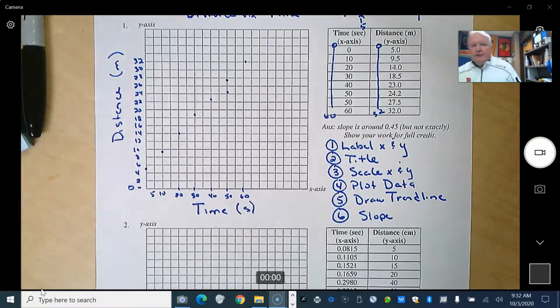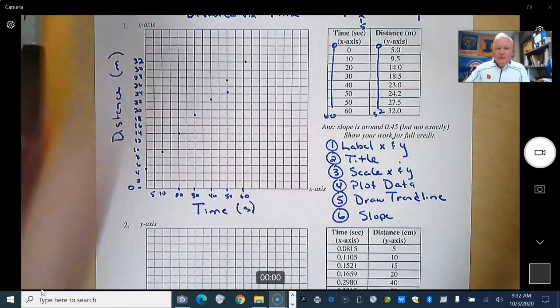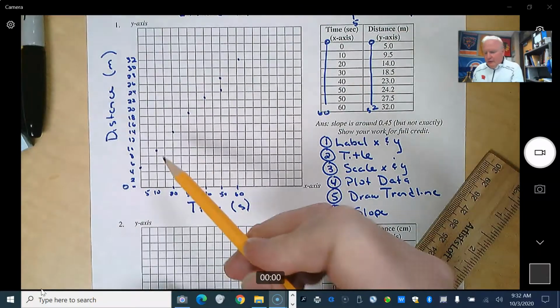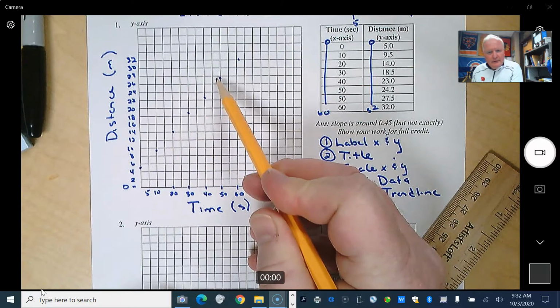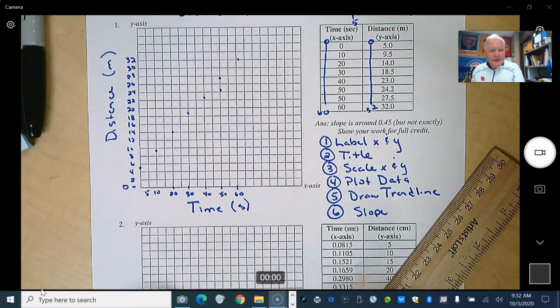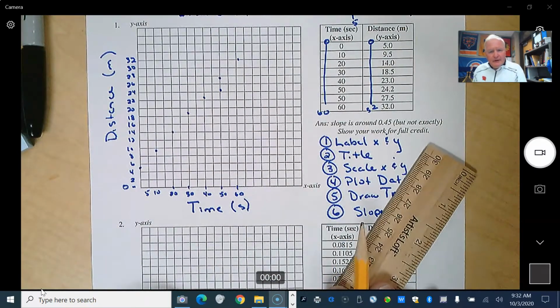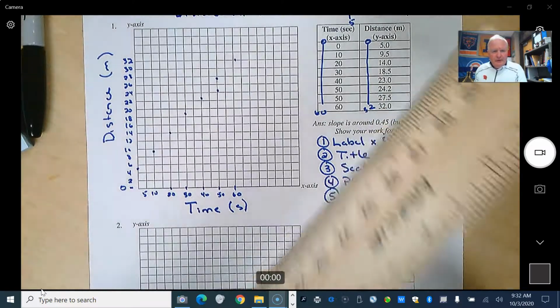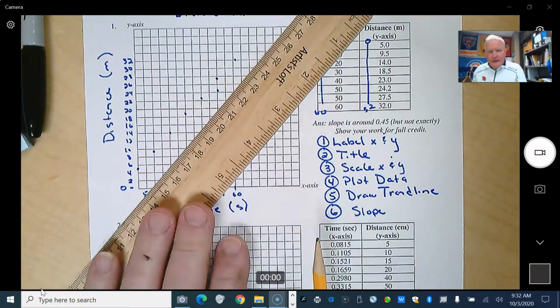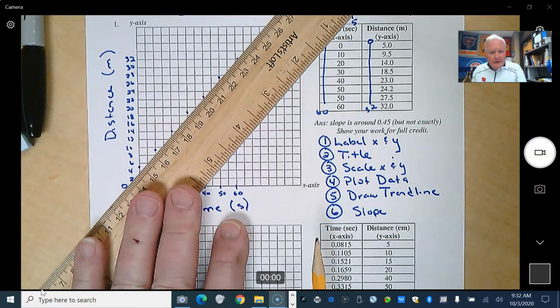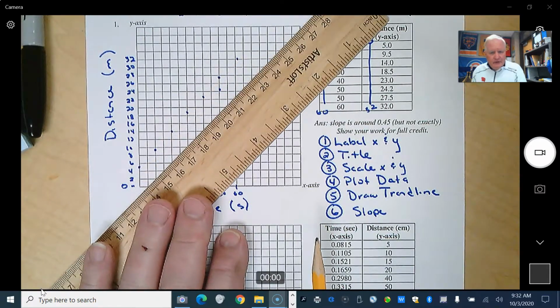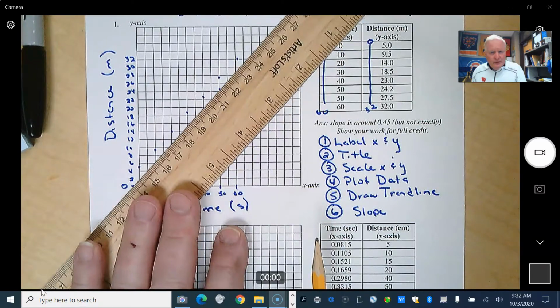And so now what we have to do is draw a trend line. And so what I told all the students is a trend line is not connecting these dots like that. That's not a line, right? That's just connecting the dots. For a trend line, we use a ruler. And what we do is we try to get all or as many of our dots on the same line as we can.